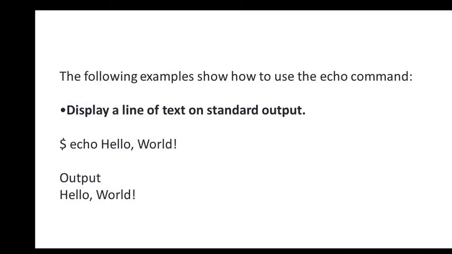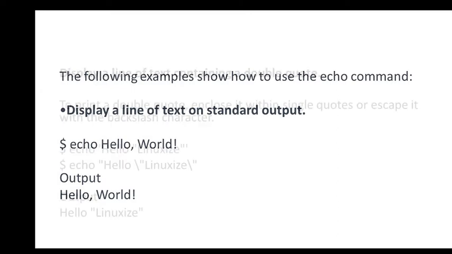We have one example. The following example shows how to use the echo command to display a line of text on the standard output. Suppose we type $ echo hello world. What is the output? The output will be hello world. Whatever we type after the echo command is going to be displayed on the output.